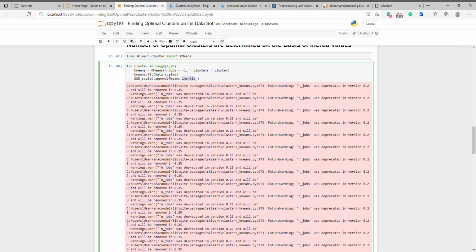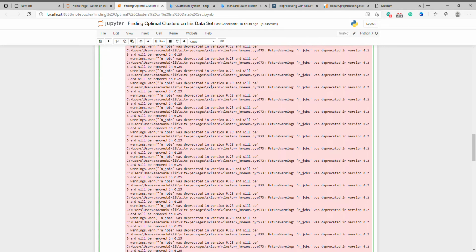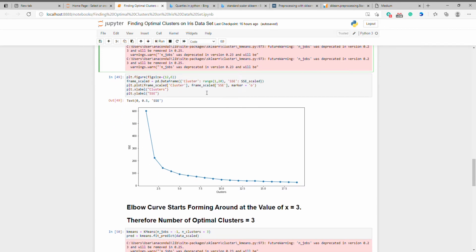Okay, so for this reason I have fitted the scale data in the k-means function, and I have appended the inertia corresponding to each number of clusters. The corresponding inertia values are appended into this empty dictionary. Now I am plotting this graph, where this is the SSE values and here is the number of clusters. So when I plotted this elbow curve, the y-axis is SSE values and the x-axis is the number of clusters.